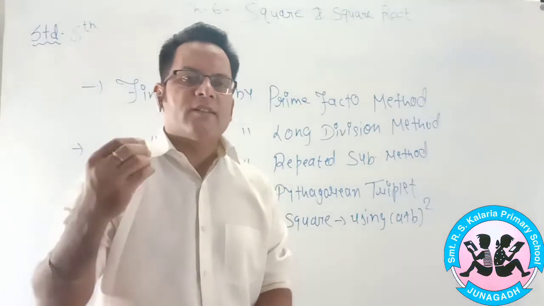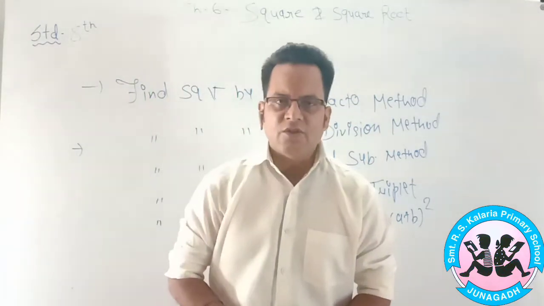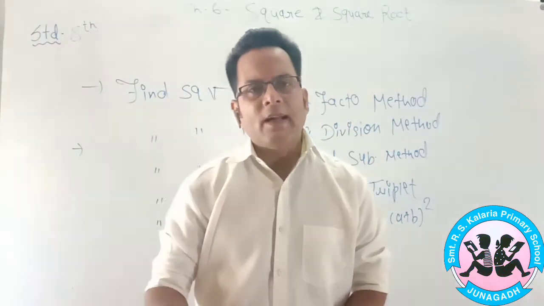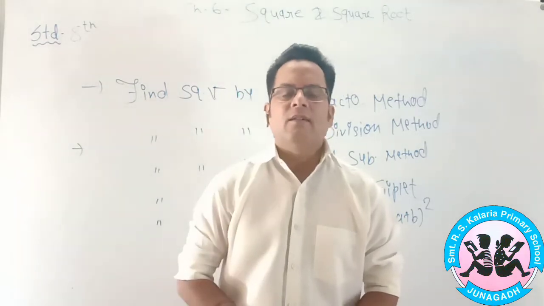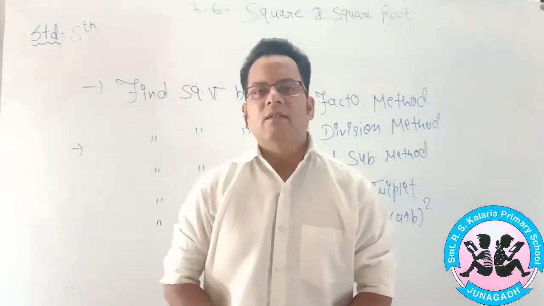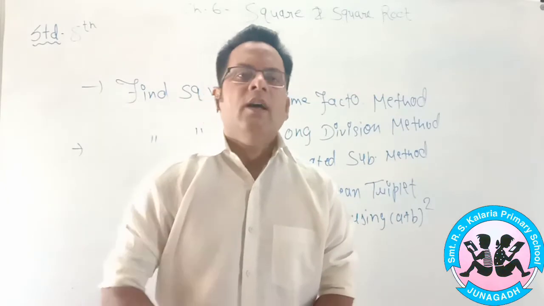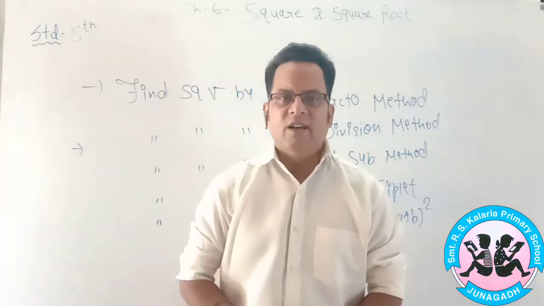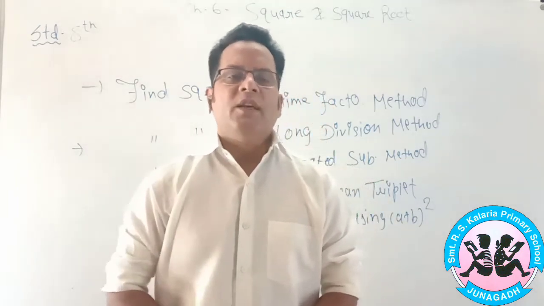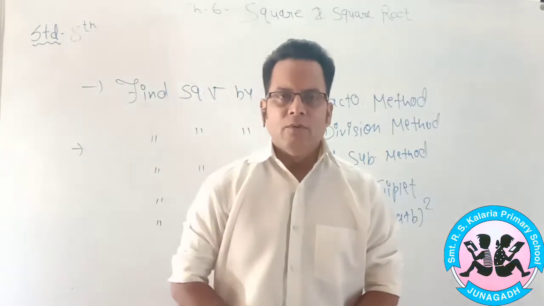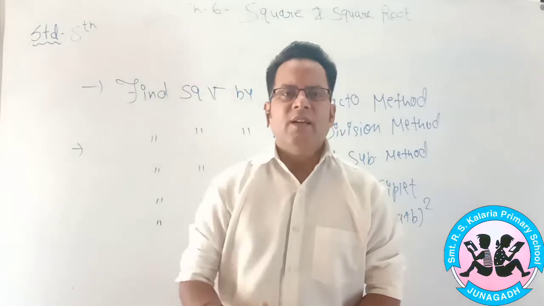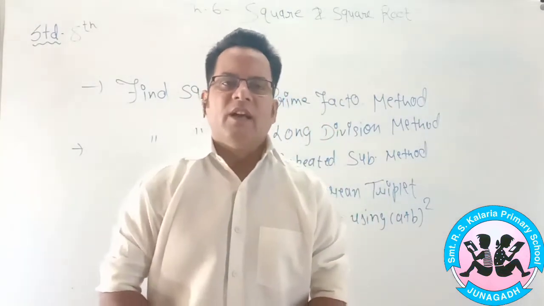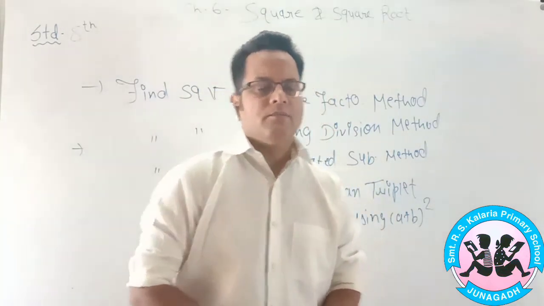First of all, we have to find the square root with the help of the prime factorization method. Then there is a method called the long division method. Then the repeated subtraction method, Pythagorean triplet, and finding the square with the help of the identity (a + b) whole square. So all these points we will be covering in this video so that you can solve the chapter very smoothly.